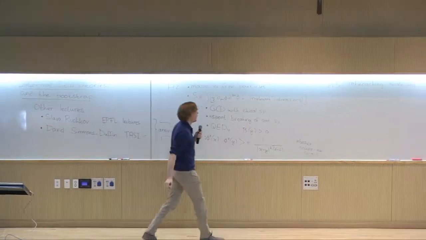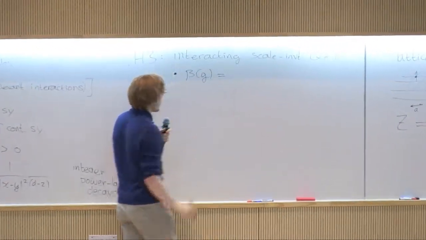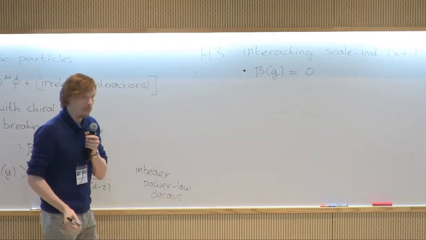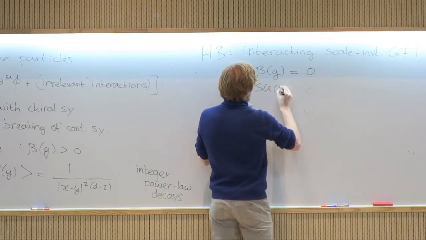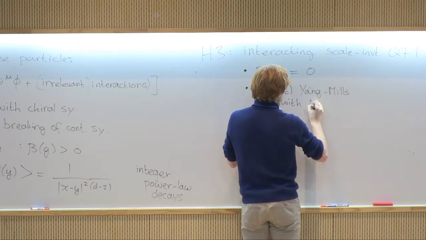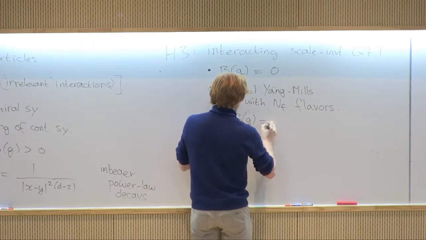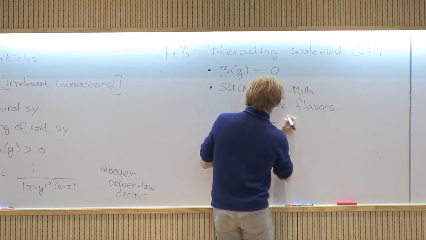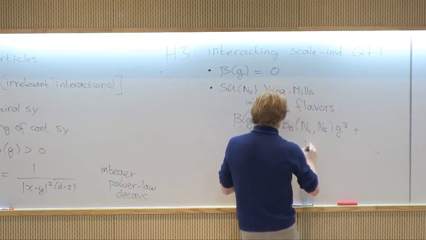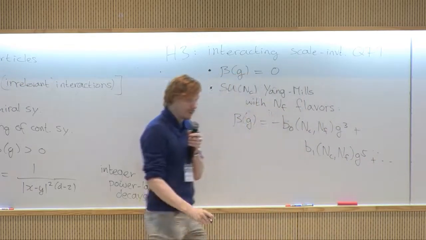So how could you get an interacting scale invariant system? Well, the most typical example, or a standard example, is a theory where your beta function has a zero at some non-trivial coupling. So for example, you can take SU(NC) Yang-Mills with NF fundamental flavors. And your beta function is, of course, minus g cubed with some coefficient, which depends on NC and NF. And then there's a higher order term, let me call it B1, which also depends on NC and NF, g to the fifth. And then, of course, there are infinitely many more terms.